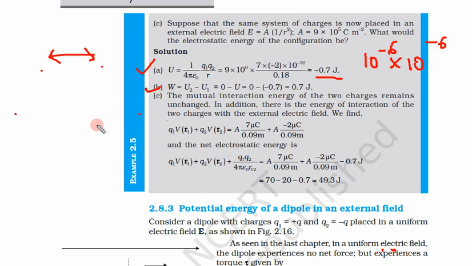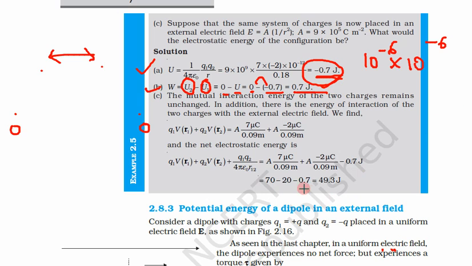At infinity, the potential energy between them must be zero. Potential energy of this is 0, potential energy of this is also 0. Initial potential energy is minus 0.7, final is 0, so final minus initial, minus minus is positive. So the same thing, 0.7 joule. If we give this much energy, they will be separated out. We can do it this way, or we can understand that this much energy is negative. If we give them this much positive energy, they will have 0 potential energy and they will be at infinity.